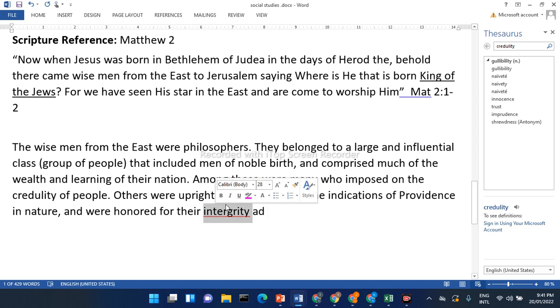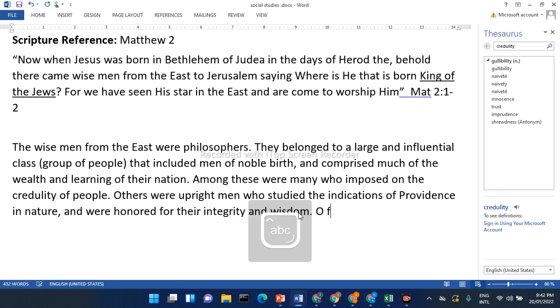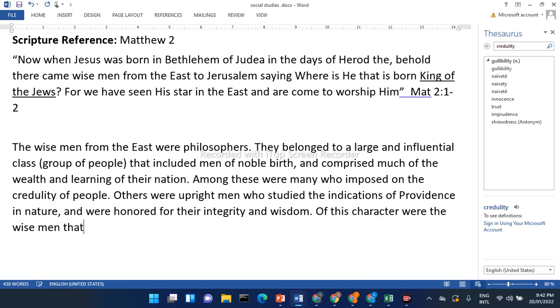Of this character were the wise men who came to Jesus.